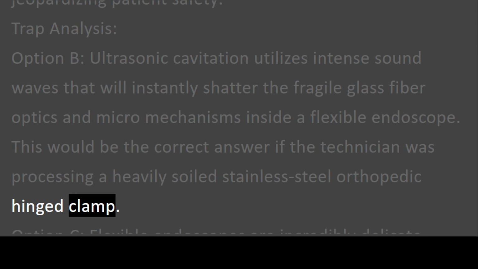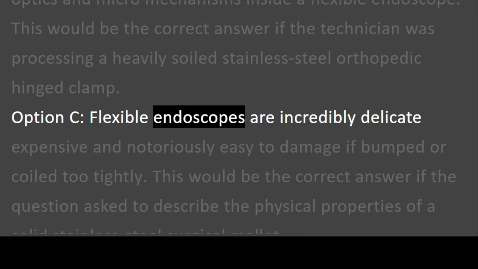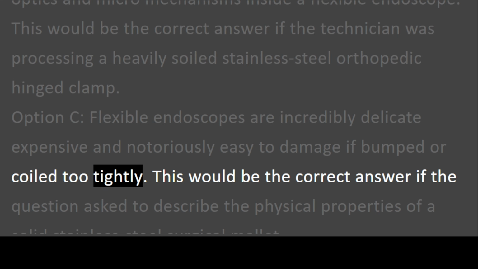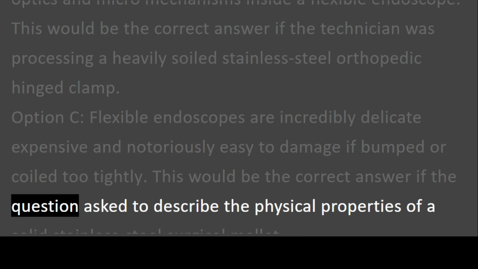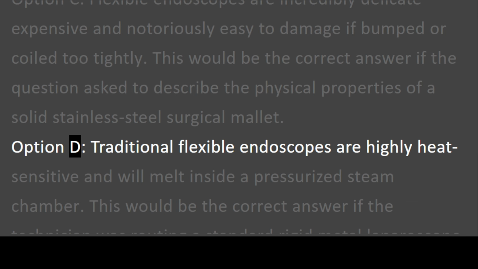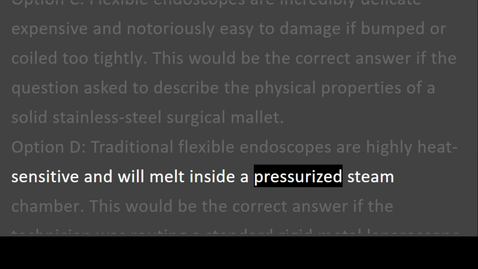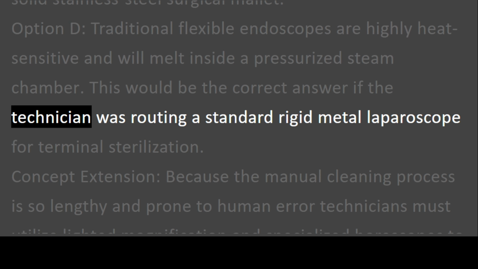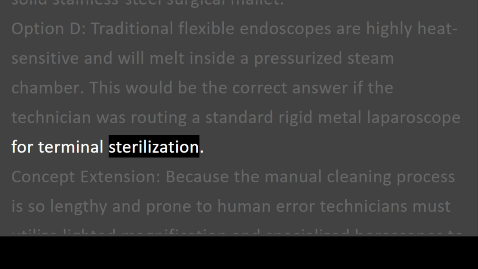Option C. Flexible endoscopes are incredibly delicate, expensive, and notoriously easy to damage if bumped or coiled too tightly. This would be the correct answer if the question asked to describe the physical properties of a solid stainless steel surgical mallet. Option D. Traditional flexible endoscopes are highly heat sensitive and will melt inside a pressurized steam chamber. This would be the correct answer if the technician was routing a standard rigid metal laparoscope for terminal sterilization.